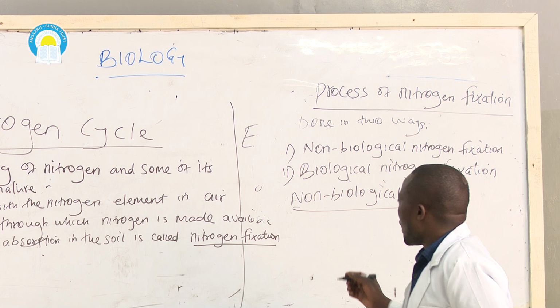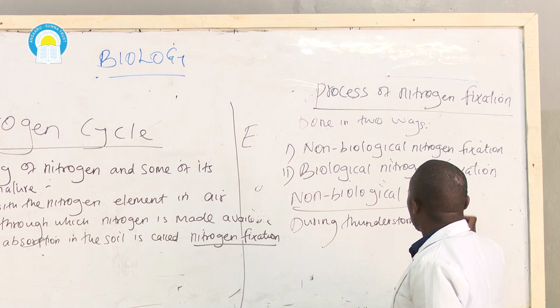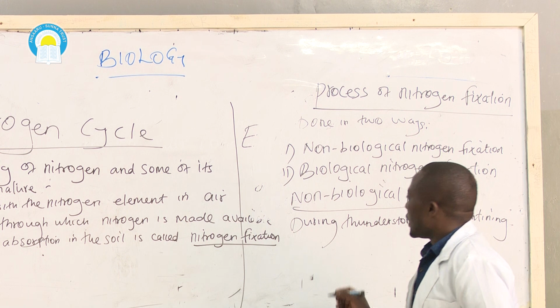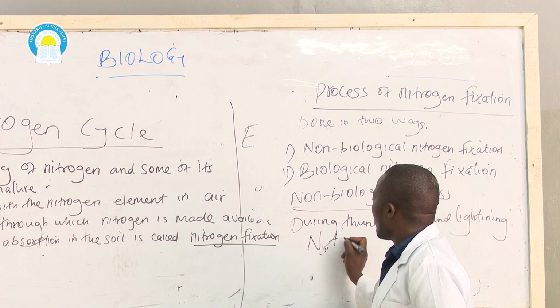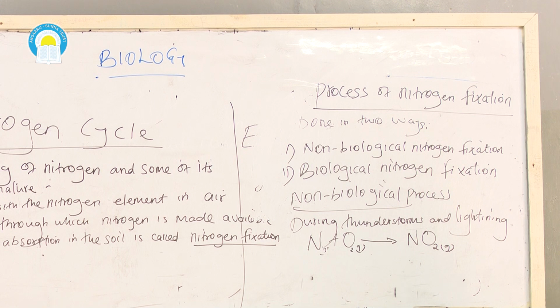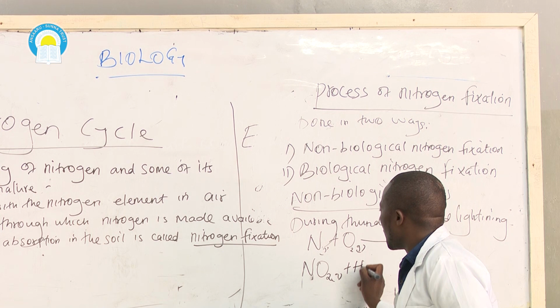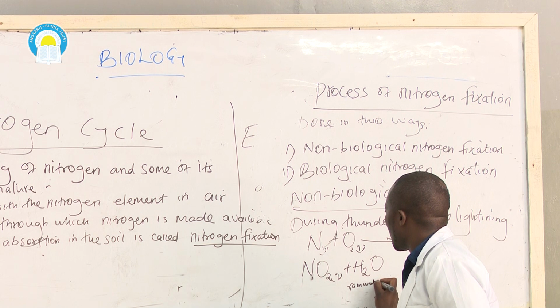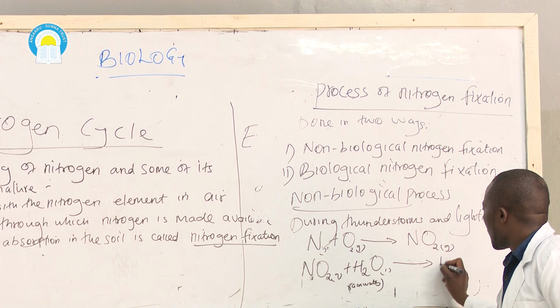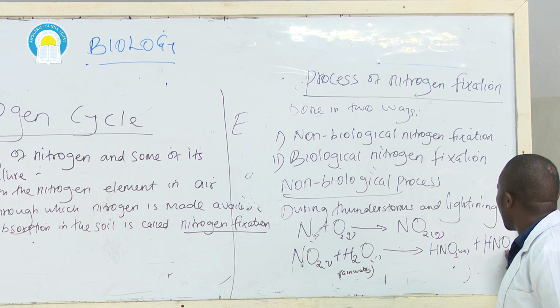So I'm saying, during thunderstorms and lightning, nitrogen in the atmosphere combines with oxygen as a gas to form nitrogen 4 oxide gas. The nitrogen 4 oxide gas will dissolve in the rainwater, which is a liquid, to form two acids. The acids I'm saying are nitric acid or nitric 5 acid, which is aqueous, plus nitrous acid, which is aqueous in this case.